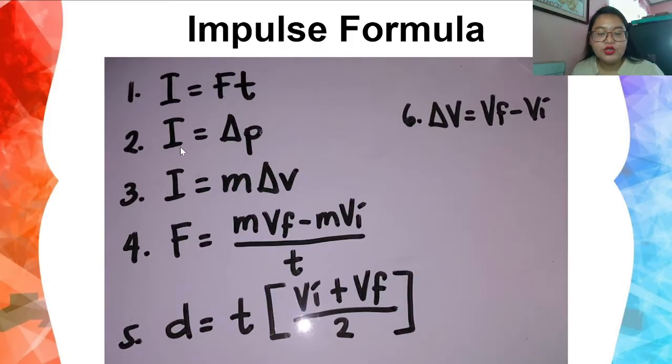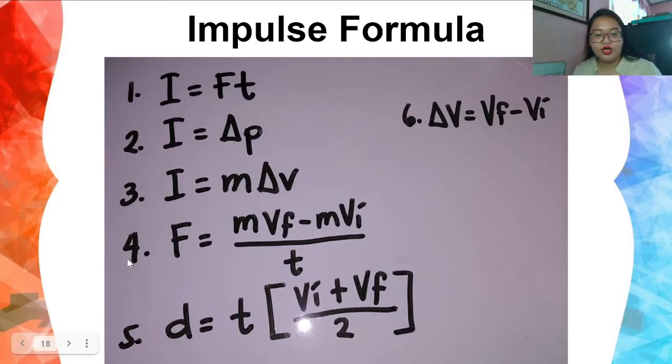Okay? For number 2, delta P. This is the change in momentum. So, ibig sabihin, kung parehong momentum ang given, the initial momentum and then the final momentum, ang gagawin lang naman natin dito para ma-solve to, you just need to subtract final momentum minus the initial momentum. Okay? Next, number 3 is I is equal to M change or delta V. So, this is the change in velocity. So, kung papansin nyo sa number 6, andito yung formula for delta V or change in velocity, which is the final velocity minus the initial velocity.